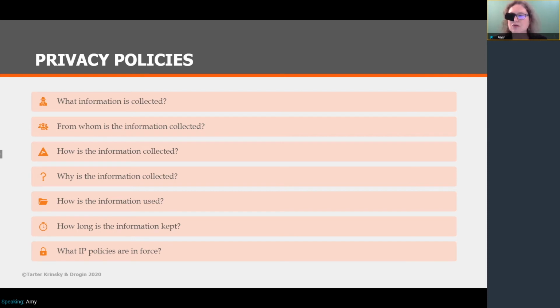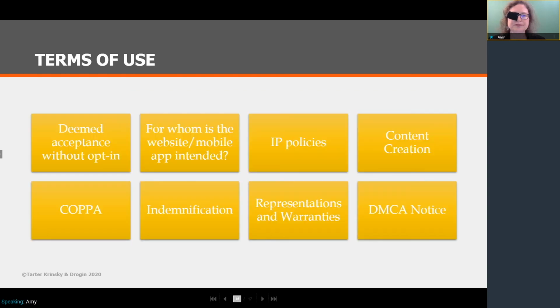So these are all really important questions to ask in order to set up those documents that I just mentioned, including your privacy policy. If you have a front-facing website to the public, then you should have a privacy policy that explains all of this to your customers. You should also have terms of use, which are different from a privacy policy.